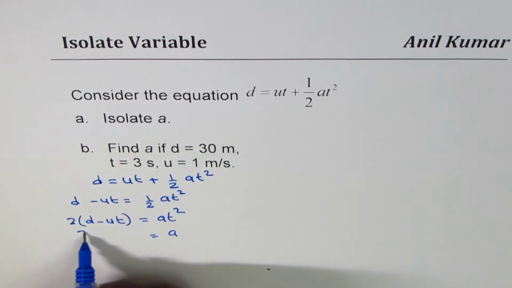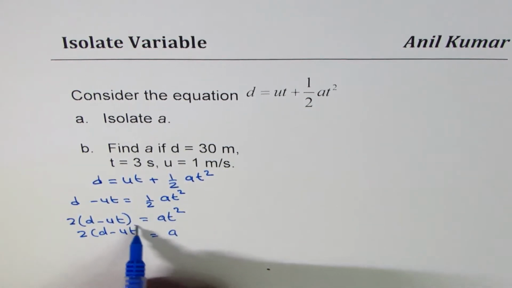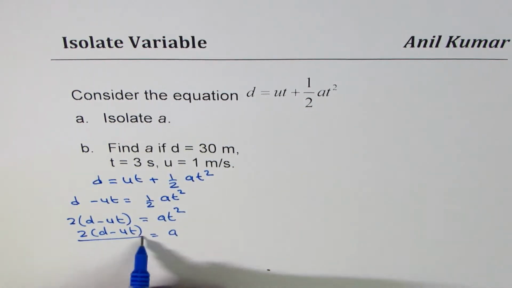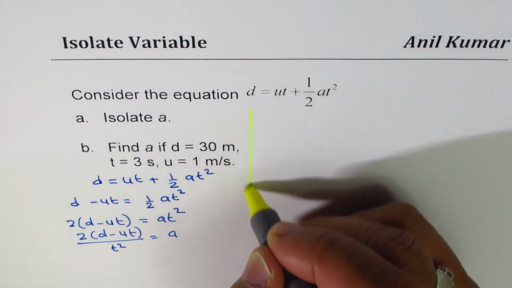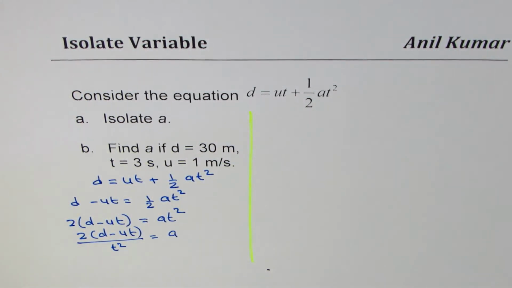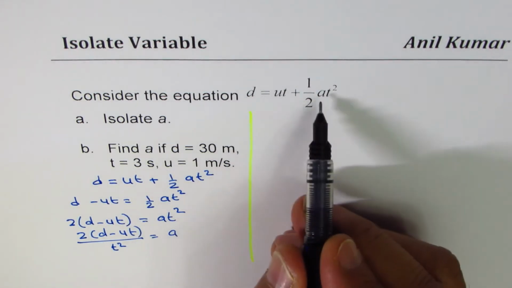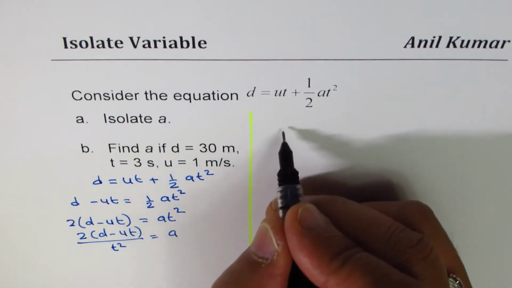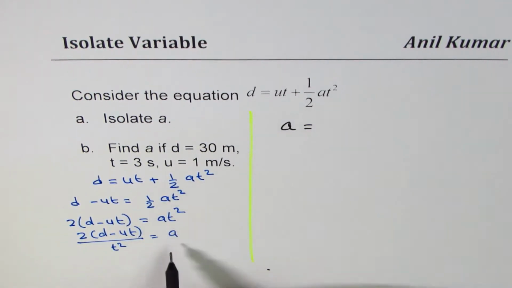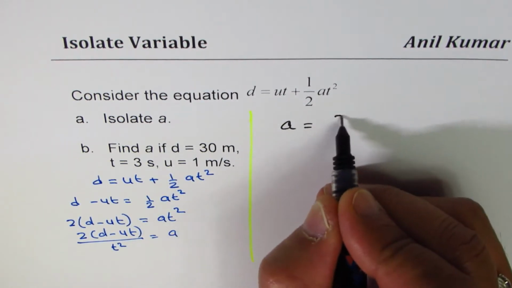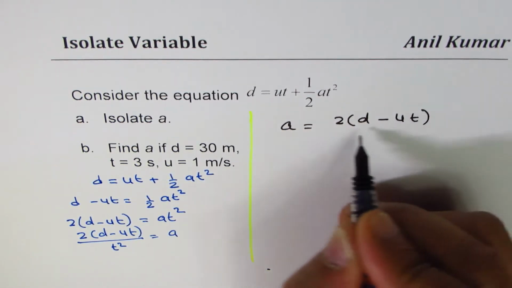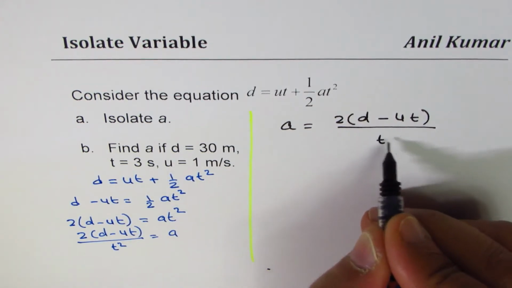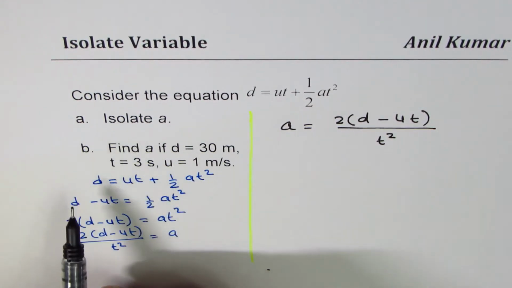So a equals 2 times (d minus ut) divided by t square, right? So that is how we can isolate acceleration a. Now this equation relates initial velocity, time, displacement and acceleration, right? So a, the acceleration of an object, is equal to 2 times (displacement d minus initial velocity u times time t) divided by t square. Perfect. So part A is done.